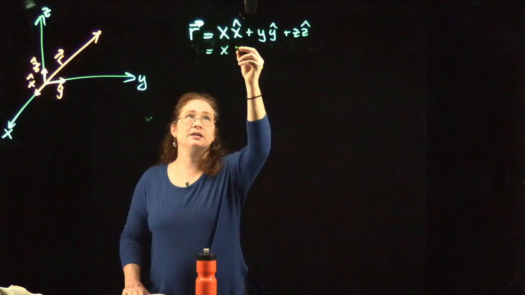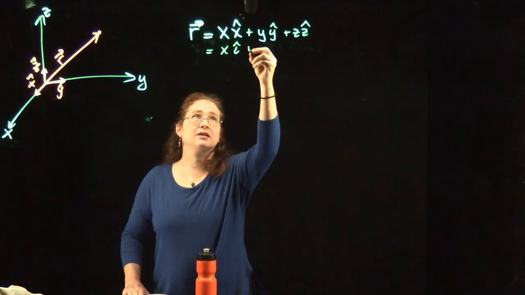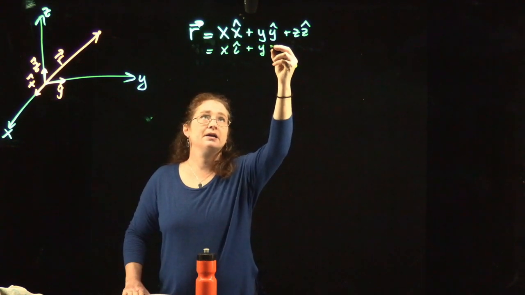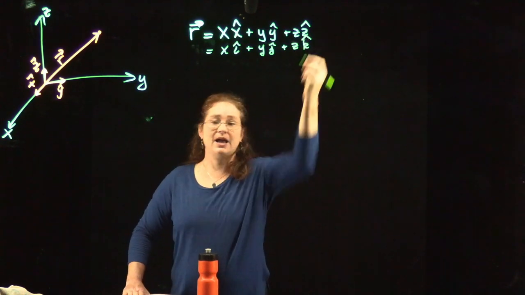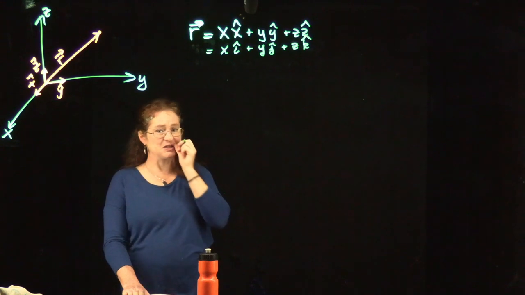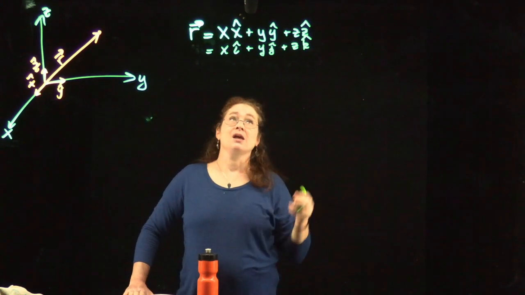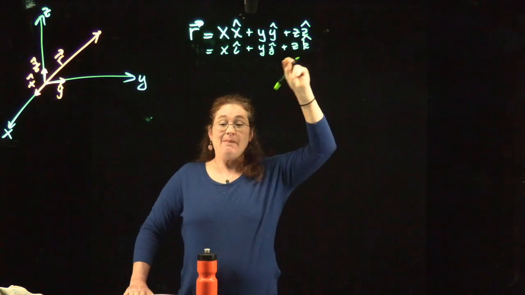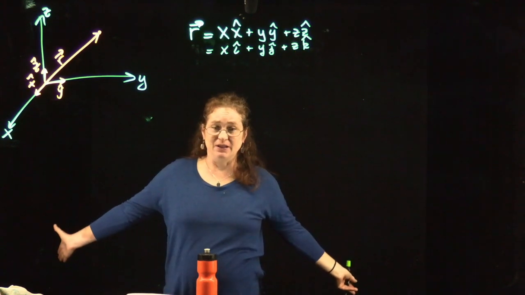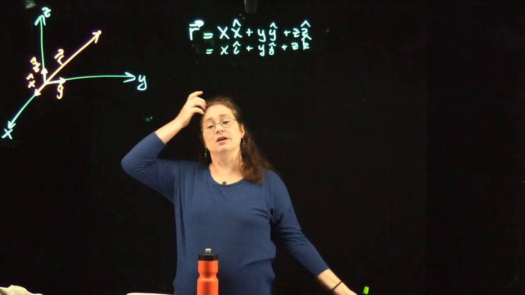You will also see X i hat plus Y j hat plus Z k hat. This notation tends to be the most common in engineering. I tend to prefer X hat, Y hat, and Z hat because it's very literal and it's very hard to get it confused.